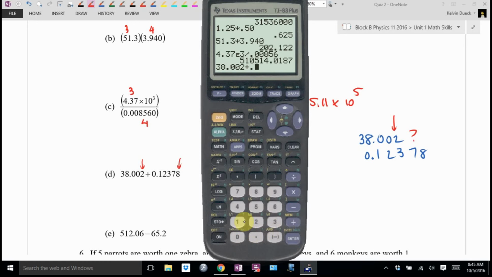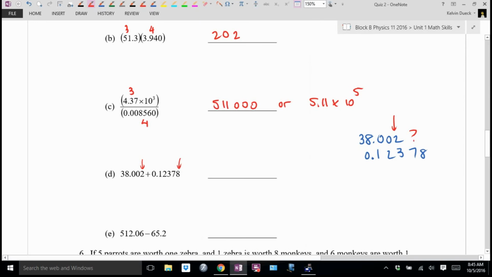38.002 plus 0.12378. I'm going to round to the 3rd decimal place. Is this 5 going to stay a 5 or become a 6? I'm going to go 38.126.